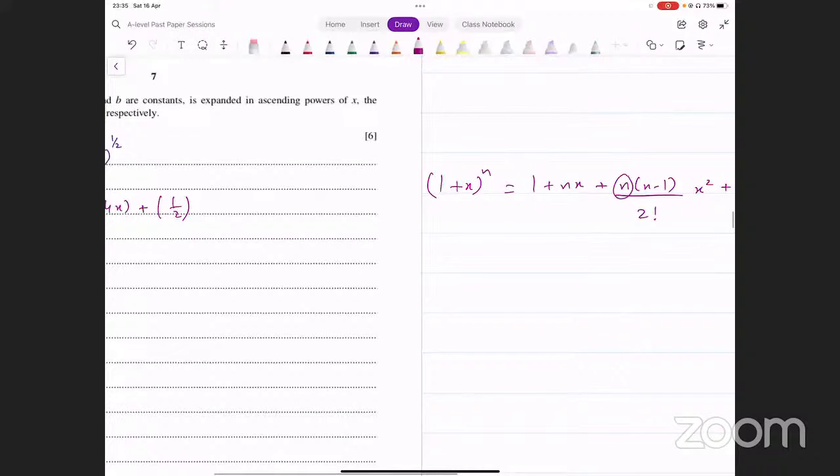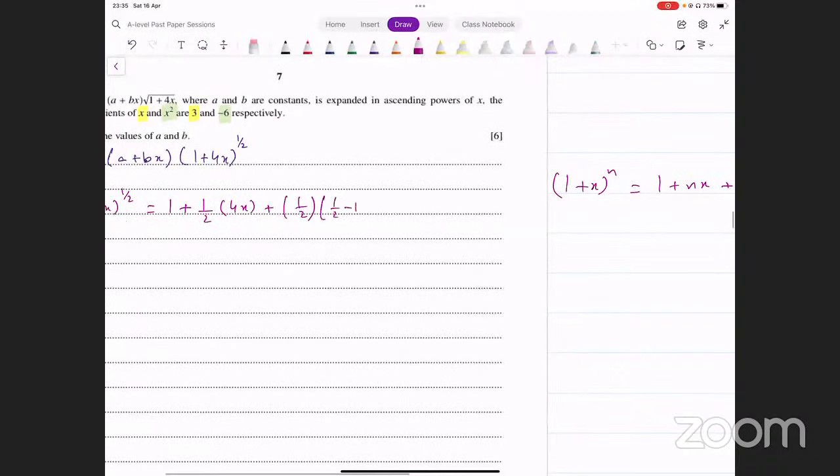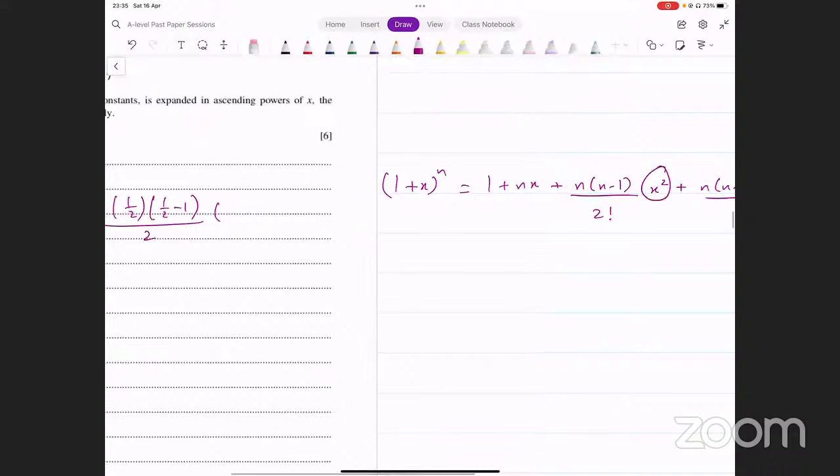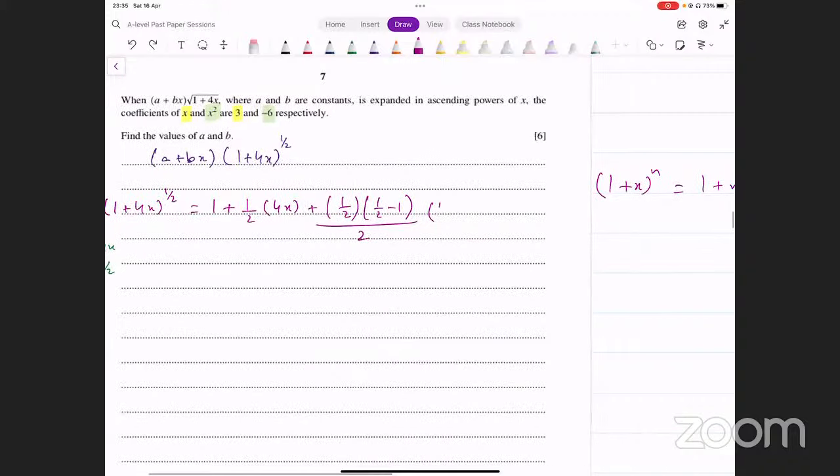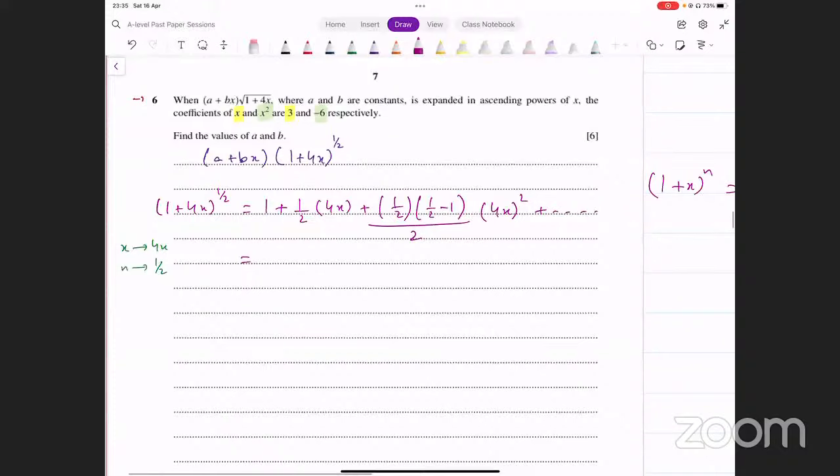you see n into n minus 1, that's going to be 1 over 2 minus 1 divided by 2 factorial, which is just 2, into x square. अब x square नहीं करना, सिर्फ x की जगह पे क्या आ रहा है? x की जगह पे हमारे पास क्या आ रहा है? यहाँ पे 4x आ रहा है, तो यहाँ पे हम डालेंगे 4x and square of that. And that's it. We don't need to expand any further. हमें x square तक term चाहिए थी, यहाँ पे हम छोड़ देते हैं. And now we just simplify this.